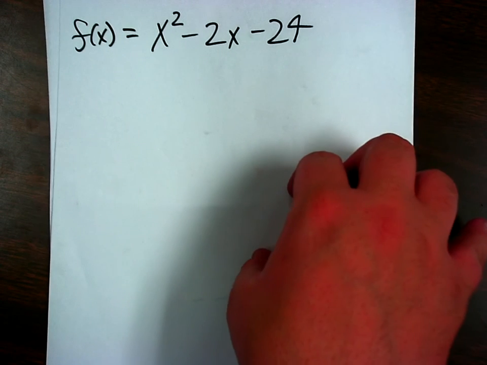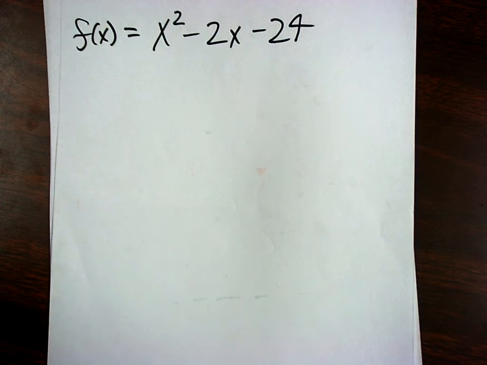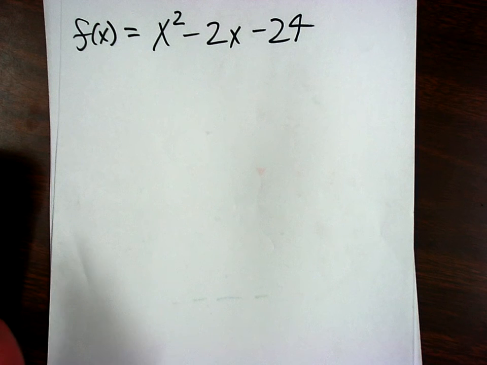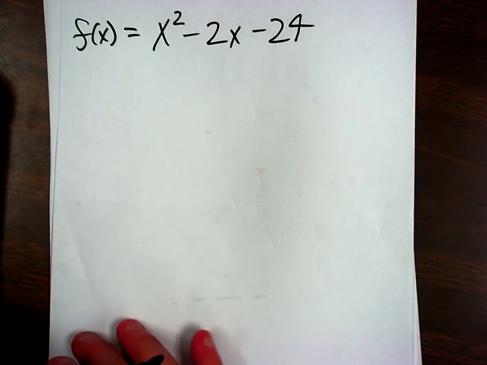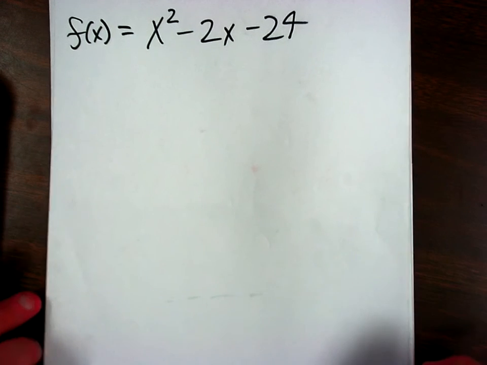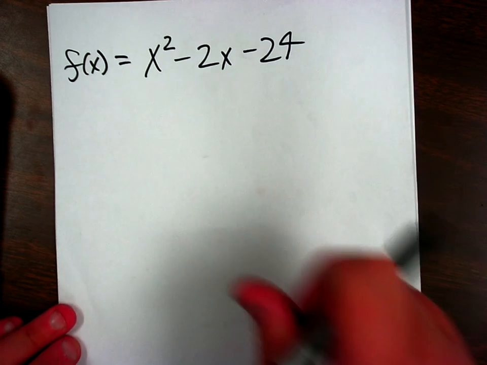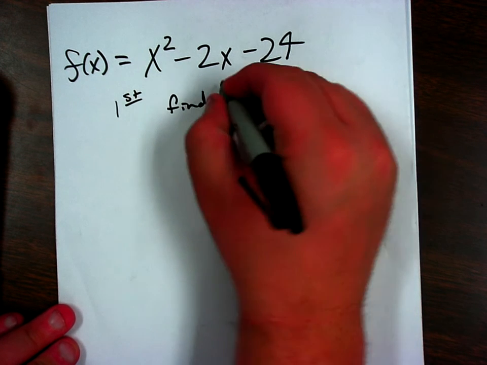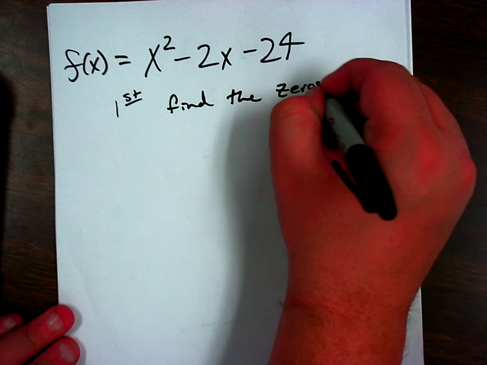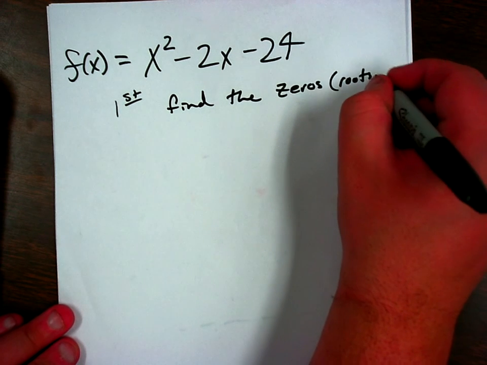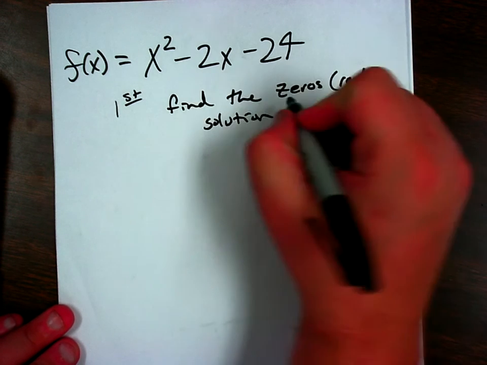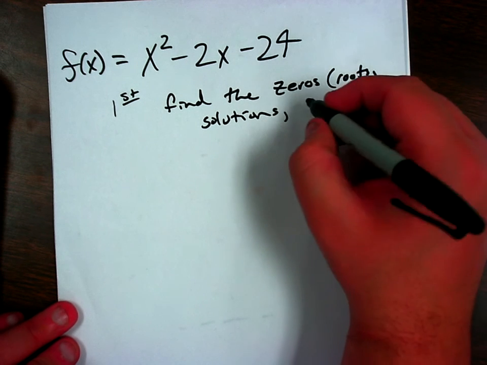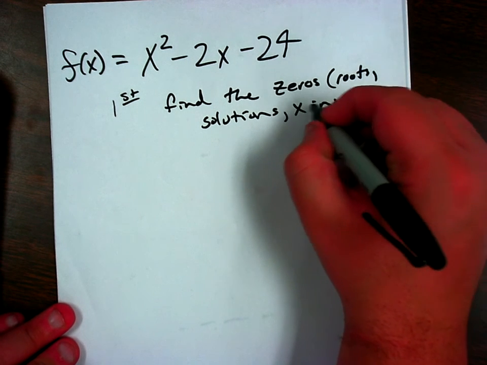So let's look at this example. f of x equals x squared minus 2x minus 24. Okay. Now, why did I bring up zeros, roots, solutions, x-intercepts? Because we're going to need that in order to write this form. We're going to need that because we're going to have to graph this thing. So first, we need to find the zeros, or the roots, or solutions, or the x-intercepts. That's what we need to do first.